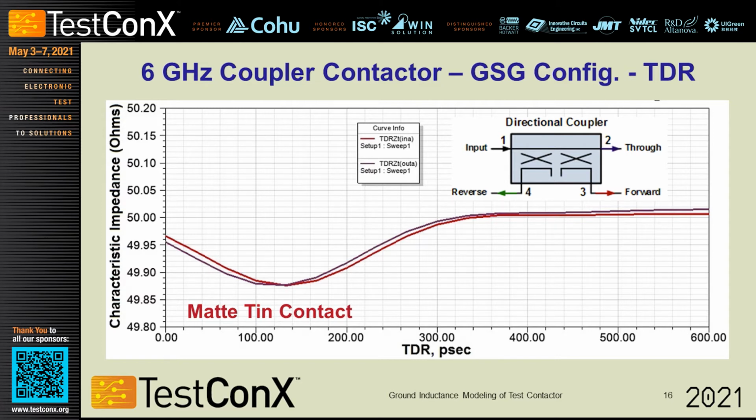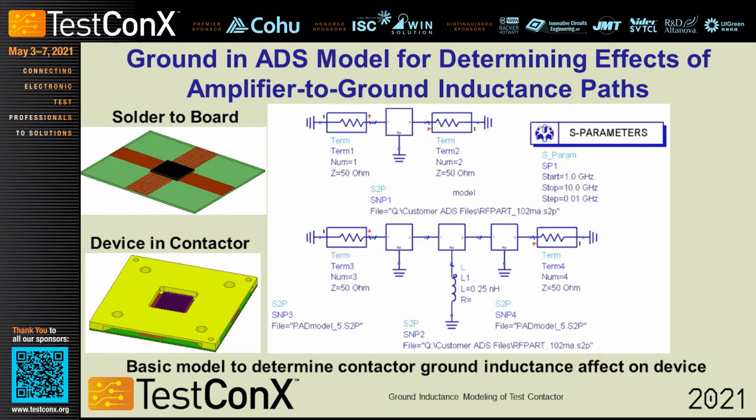Moving on, if you take an ADS model, the device may be soldered to board, and I've got a picture on the left here. The equivalent circuit of that would basically be an S2P file of the RF path for a ground signal ground. And you can see it's terminated. In this case, ADS for this device, I'm just using a 1 to 10 gigahertz sweep.